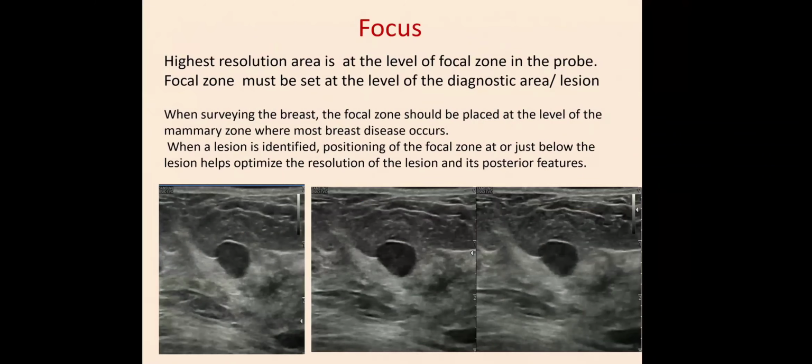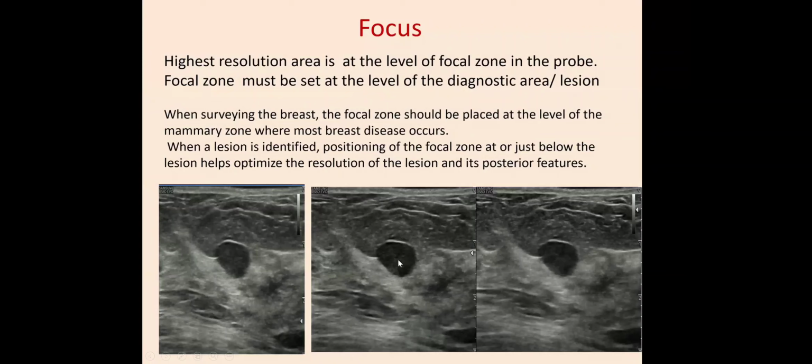So therefore, depth and gain. Now you have to adjust the focus. While doing the ultrasound, you will see there is an arrow, most of the time, or sometimes a linear bar, that indicates the focus of the transducer. At the focus, the ultrasound beam coming from the transducer is narrowest, and at that point it is the highest resolution area at the level of the focal zone in the probe. So the focal zone must be set at the level of the diagnostic area or lesion. When you are surveying the breast, the focal zone should be placed at the level of the mammary zone.